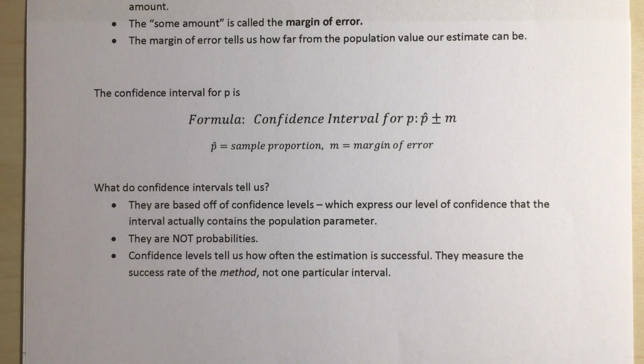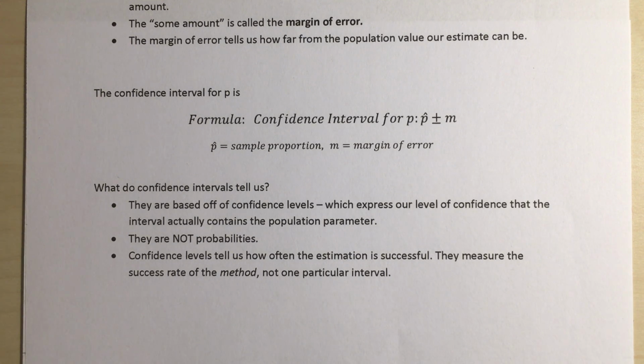Confidence intervals are based off of confidence levels, which express our level of confidence that the interval actually contains that population parameter. Unlike in the last section, when we were coming up with probabilities for final answers, our final answers in this section are not going to be probabilities. And then our confidence levels tell us how often our estimation is successful. They measure the success rate of the method, not one particular interval.